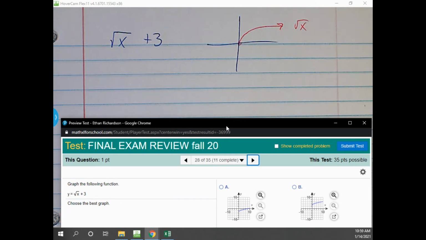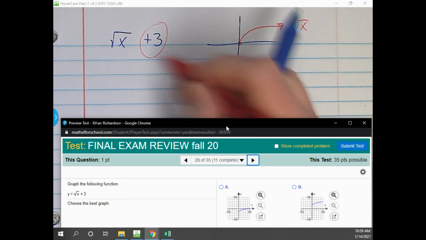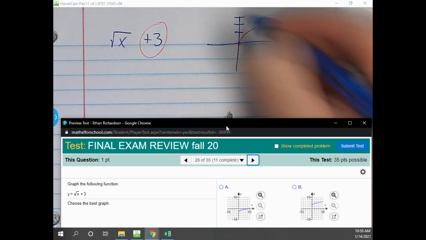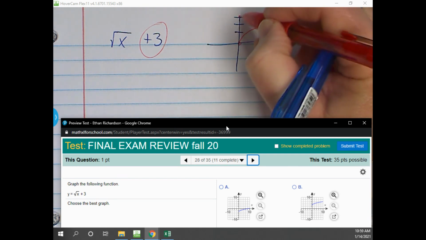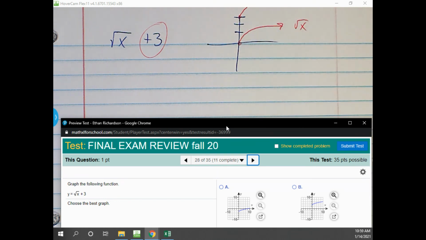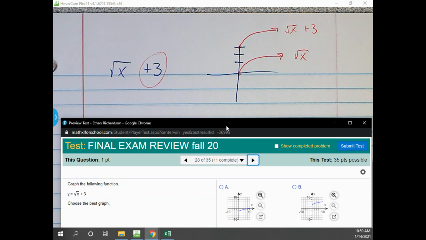So the problem with this one is, what does the plus 3 do? Depends on where it is, right? If it's on the inside, it would move it side to side. Since it's outside the square root, that's going to move it up and down. And since it's positive 3, we're just going to move this thing up 1, 2, 3 spaces. So basically, square root of x plus 3 would look something like that. Oh, sorry, I went too far up there.